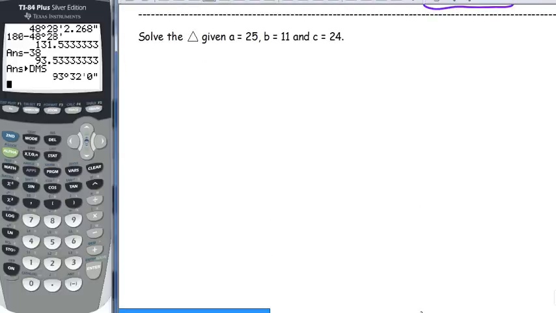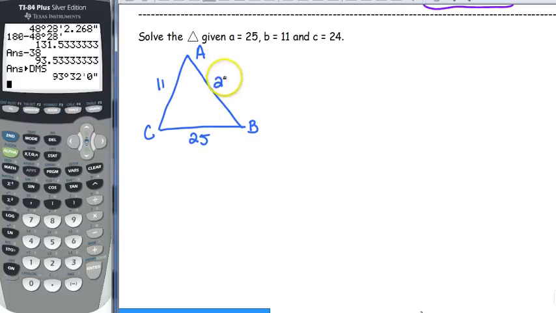So we want to solve a triangle. I didn't give you a diagram this time. We always just draw the same triangle. We never assume anything by this diagram. We could have obtuse angles or acute angles. We just draw a triangle. So A, B, C. We are given that side A, because it's a little a, is 25. We're given side B is 11, and we're given side C is 24.